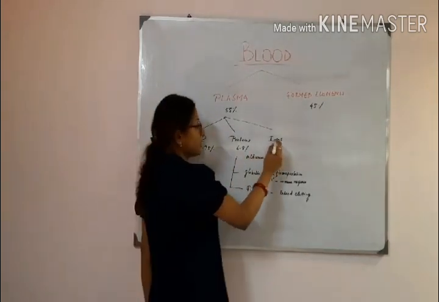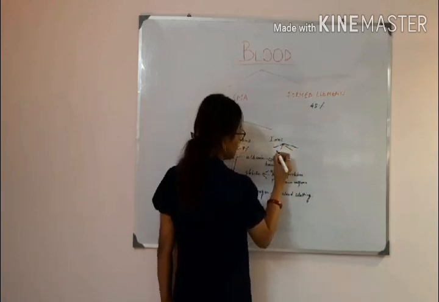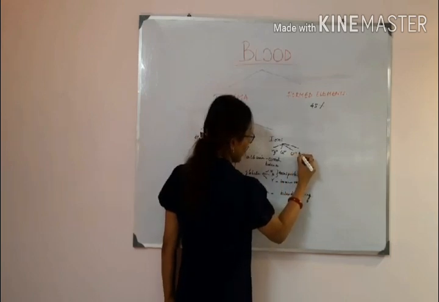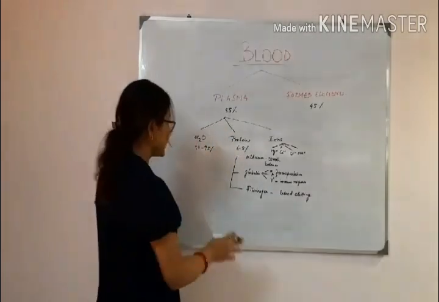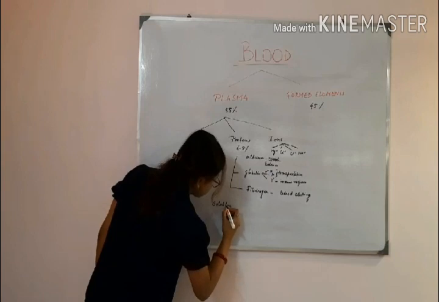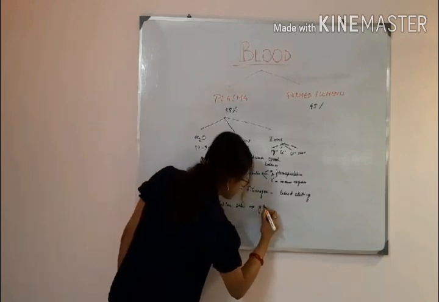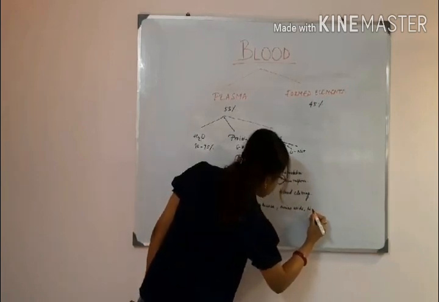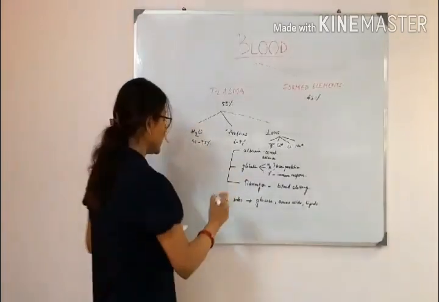Now we will see ions. What are the ions present? There are four types of ions, mainly magnesium, calcium, chloride, and sodium. Okay. Apart from these, there are certain soluble substances present in blood, that is glucose, amino acids, and certain lipids. Okay.